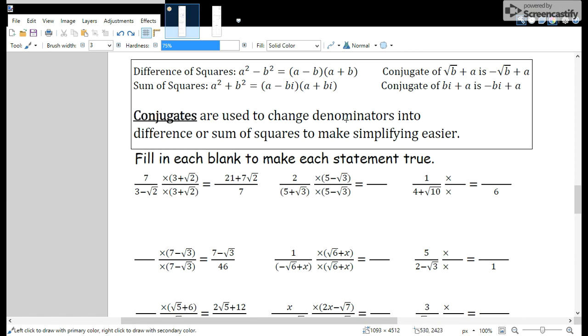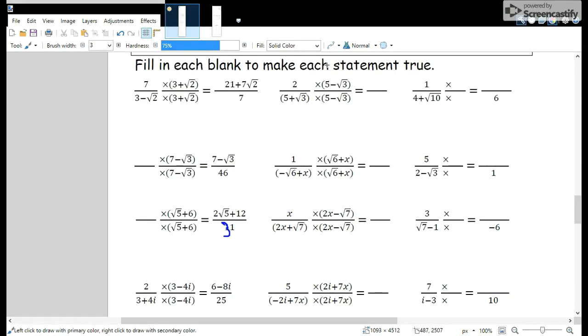Conjugates are used to change the denominators. Fill in each blank to make each statement true. So if something times the square root of 5 plus 6 equals 2 square root 5 plus 12, and then something times radical 5 plus 6 equals 31. If that says 11, go ahead and change it to 31. So the conjugate of the square root of 5 plus 6 would be negative square root 5 plus 6.